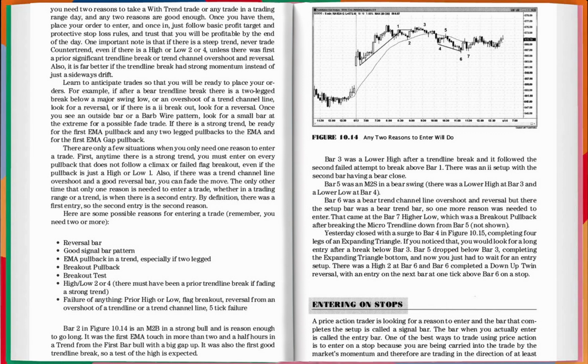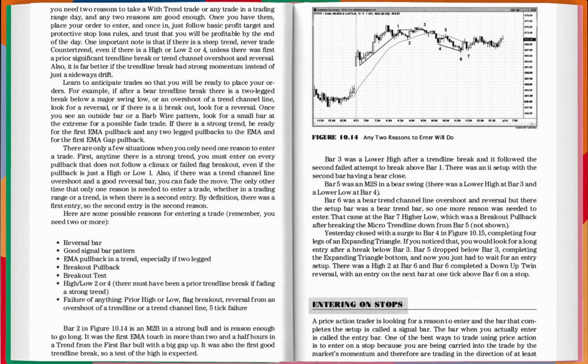Bar 2 in figure 10.14 is an M2B in a strong bull and is reason enough to go long. It was the first EMA touch in more than 2.5 hours in a trend from the first bar bull with a big gap up. It was also the first good trendline break, so a test of the high is expected. R3 was a lower high after a trendline break, and it followed the second failed attempt to break above bar 1. There was a Roman 2 setup, with the second bar having a bear close.